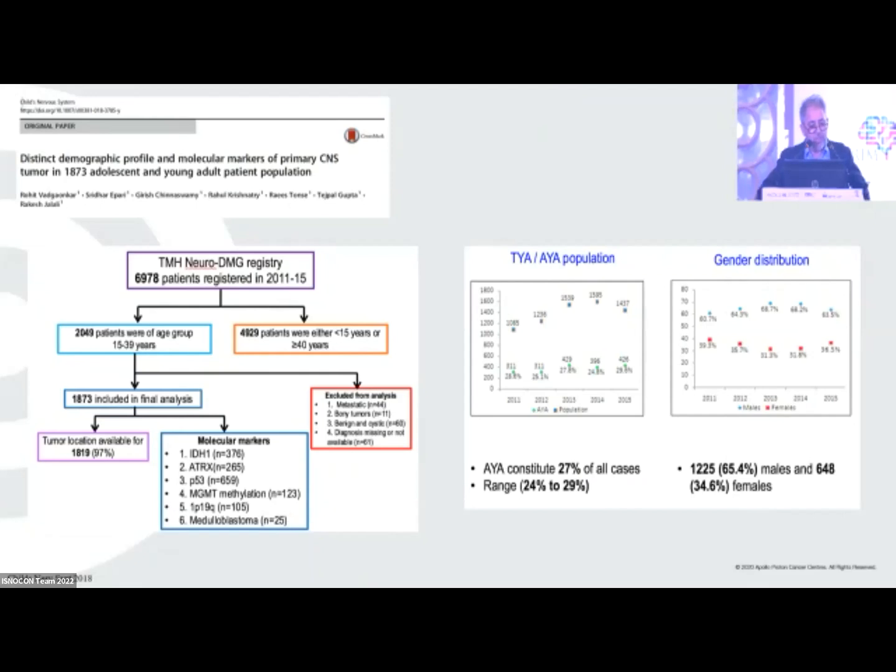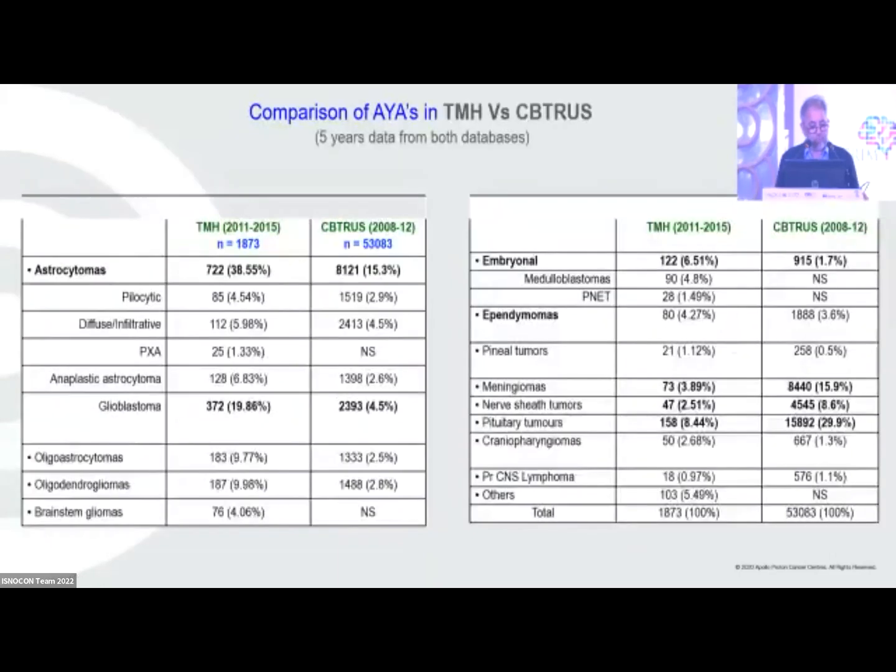Several years ago, when this was done in TMH, Rohit Vadgaonkar, who was our senior registrar at that time, along with other colleagues, we put our cases together, and we tried to look at 5 years data from 2011 to 2015. And among about 7,000 odd patients, we demonstrated that about 1,800 odd patients belonged to the AYA group, 27% of all the cases, with the male and female ratio, as you can see.